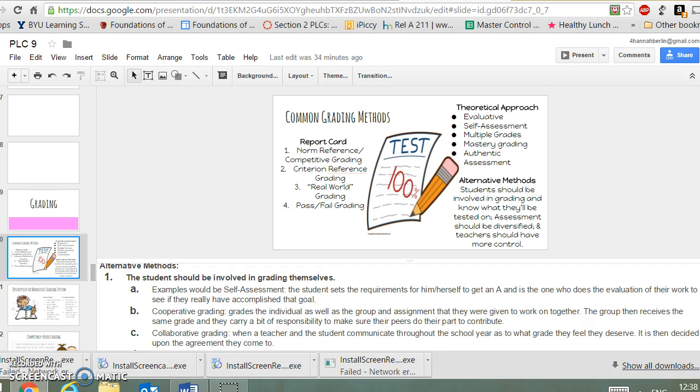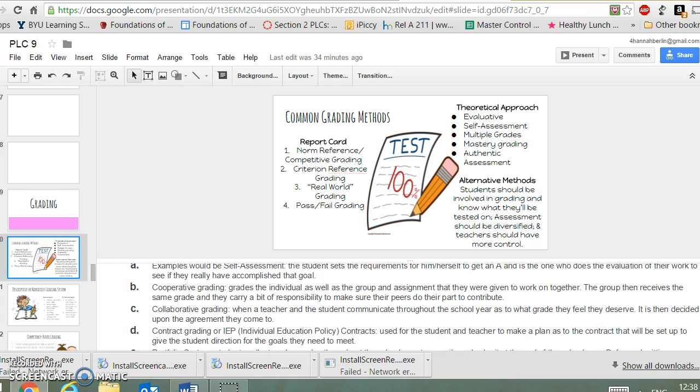Alternative methods are all these here on the bottom. You can see them right here. And they're just these ideas of how to structure your testing so that it's more effective and actually gets what you're looking for. So the four parts are, first, the student should be involved in the grading and kind of have a say in that.